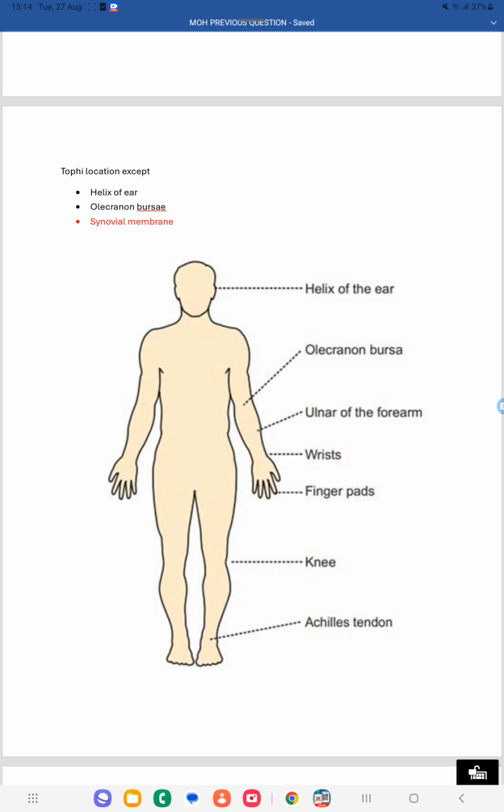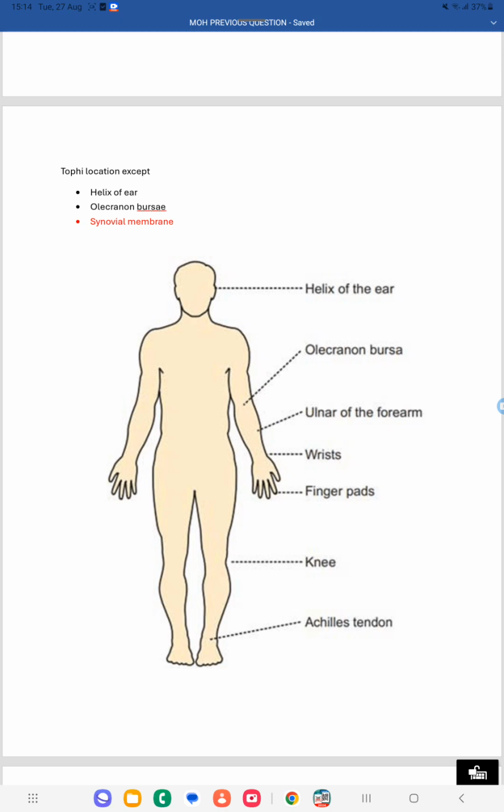The next question they have asked is about tophi location, except. Tophi means increased deposition of monosodium urate crystals. Tophi means monosodium urate crystals deposited.